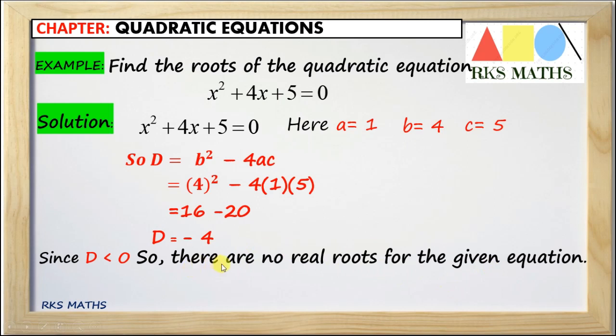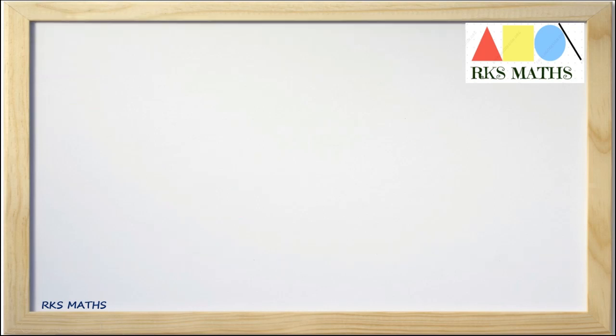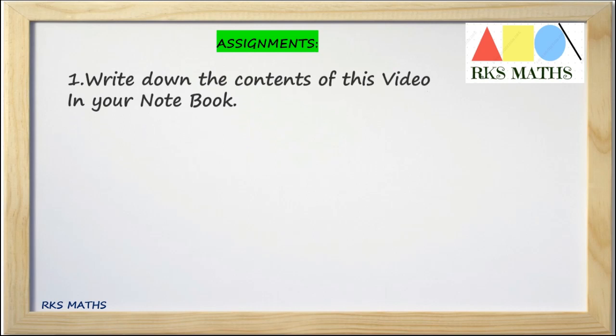So students, from the two examples it is very clear how to apply the quadratic formula and what role the discriminant plays in finding the roots of a quadratic equation. So whenever you are applying the quadratic formula, always first calculate the value of the discriminant, and only then proceed further to apply the quadratic formula. So students, if you understood this topic, then we have to complete some assignments.